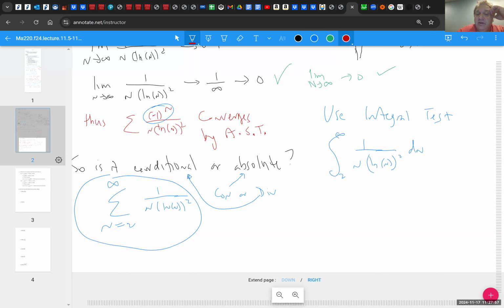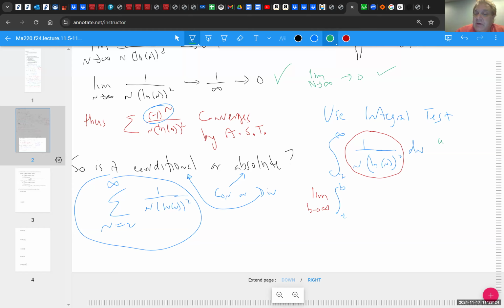It is an improper integral, so we have to do some wordsmithing here. We do a limit, and we do 2 to b instead of 2 to infinity. That way we're plugging in numbers instead of plugging in nonsensical objects like infinity. So we're doing a limit as b goes to infinity, and we have this critter that we need to find the antiderivative of. And the way we're going to do that is by substitution.